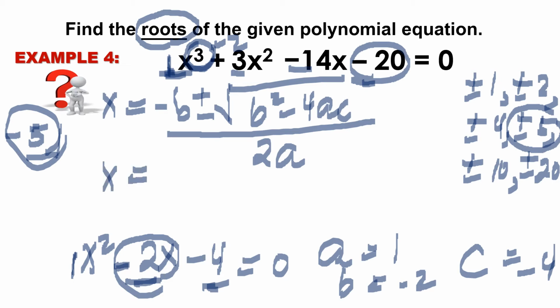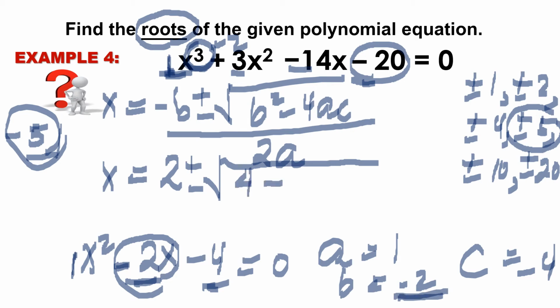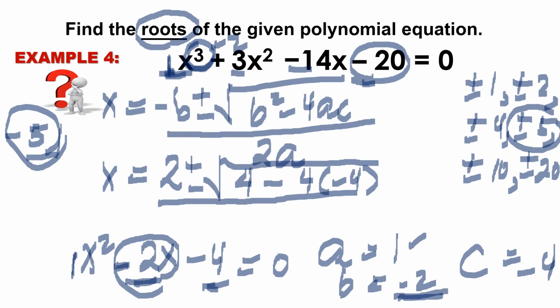x is equal to negative b, so that will be negative times negative 2 here. So this will become 2, plus or minus the square root of b squared. Our b is negative 2, so negative 2 squared is 4, minus 4 times a, which is 1, times c, which is negative 4. So 1 times negative 4 is negative 4. And then all over 2 times a. Our a is 1, so this will become 2.